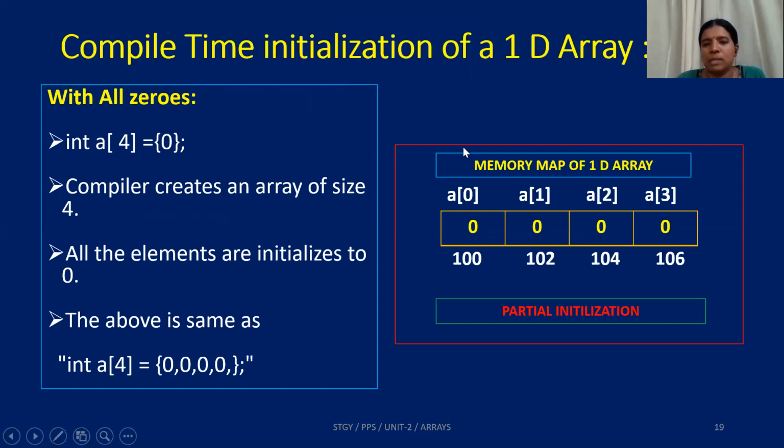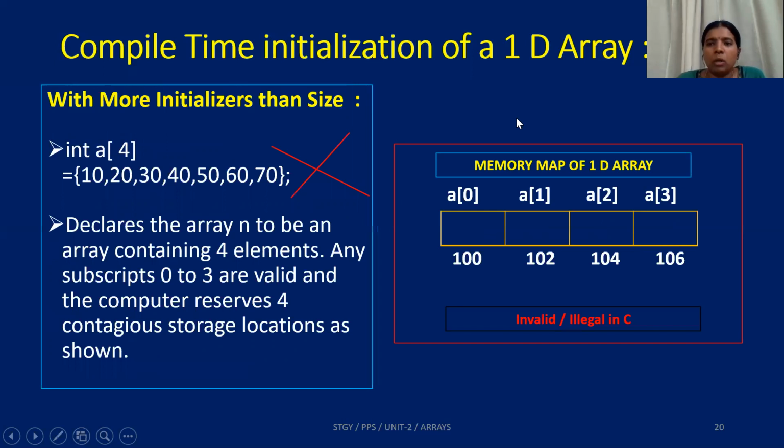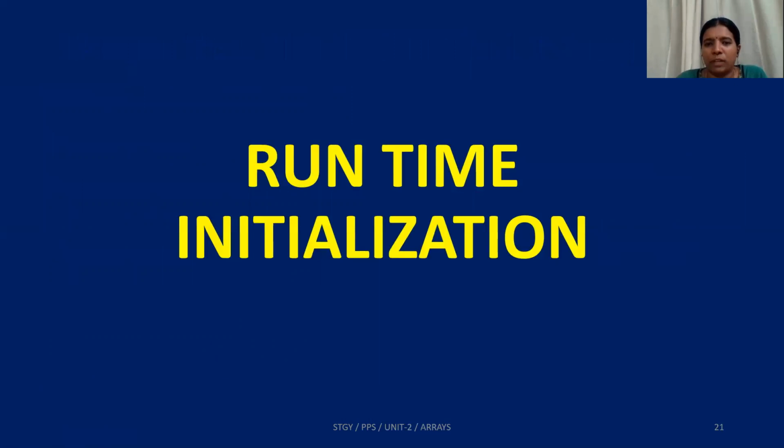So therefore, it becomes something like this. Now, language C allows you to have fewer initializers, but will it allow you to have more initializers? Sorry, the answer is no. It's an illegal statement in C. You cannot have more initializers than elements.